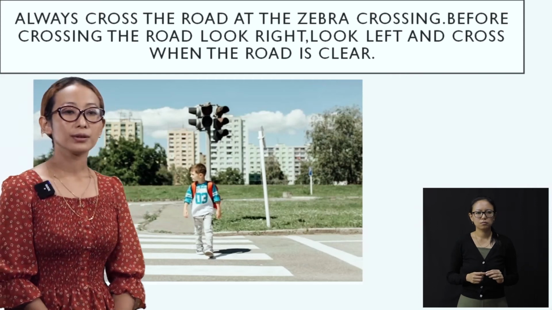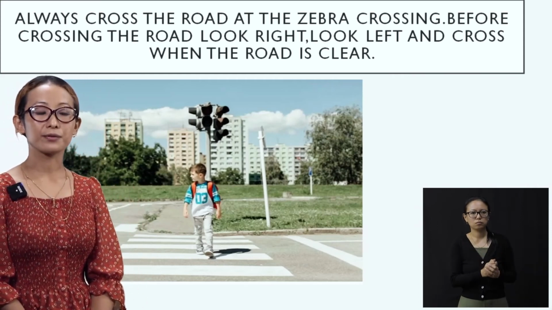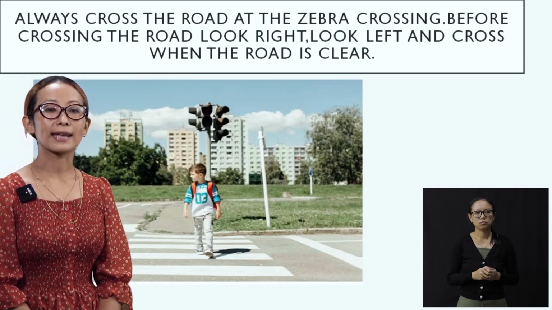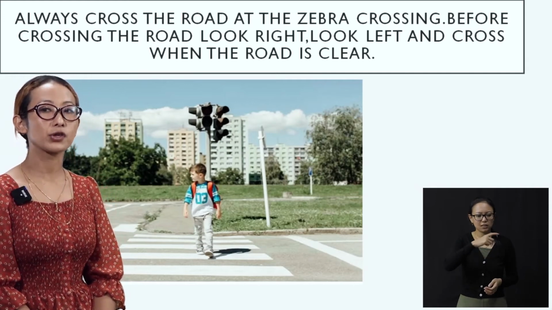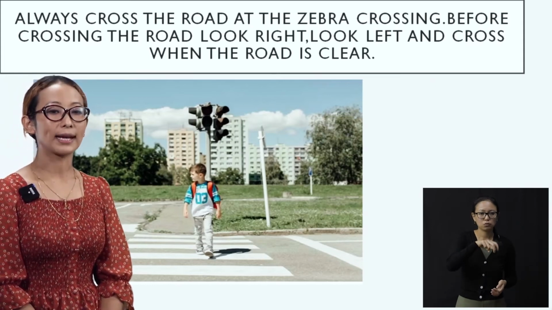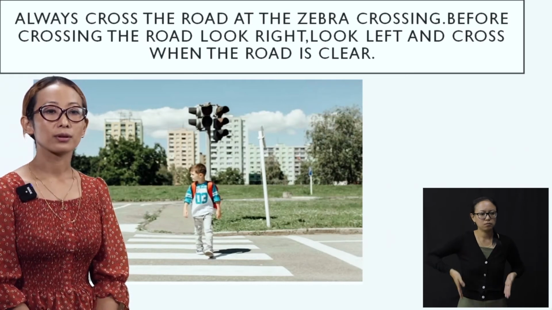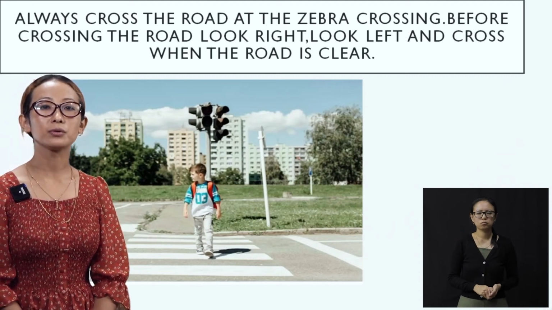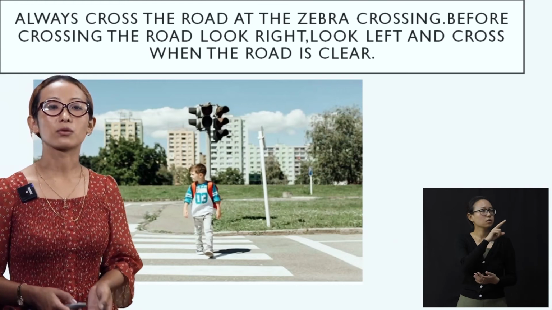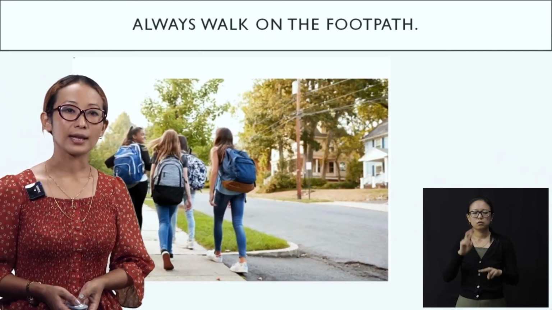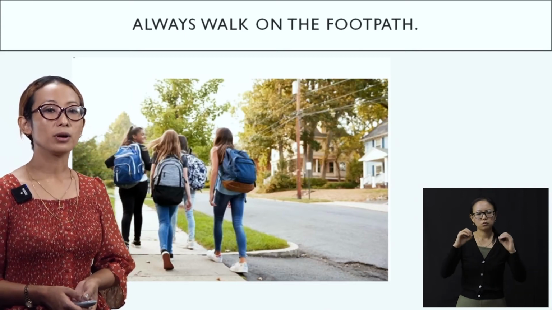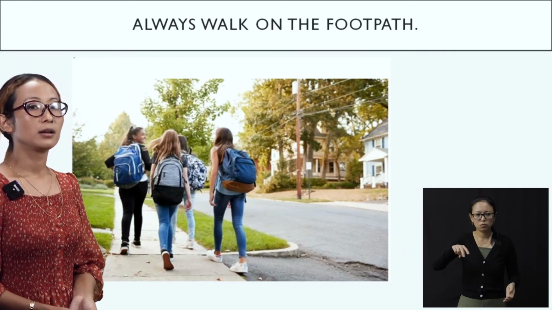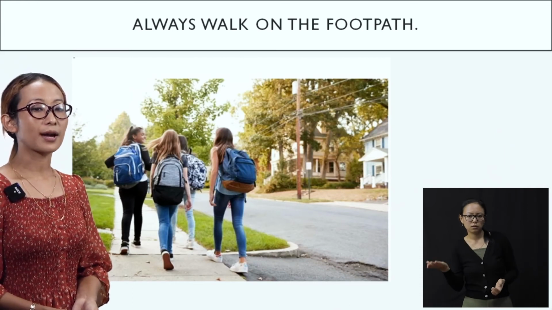Understand? You can see the most important thing that you have to follow in order to keep you safe is that you should always cross the road at the zebra crossing. What is a zebra crossing? You can see in the picture a black line and a white line. So you have to cross the road on a zebra crossing. And as I have told you, before crossing the road, it is very important to look towards your right, look towards your left, and cross the road when the road is clear. The next one is that while you are walking on the road, you should always walk on the footpath. You can see it there in the picture. You should always walk on the footpath, and this is the safety rule that you have to follow.